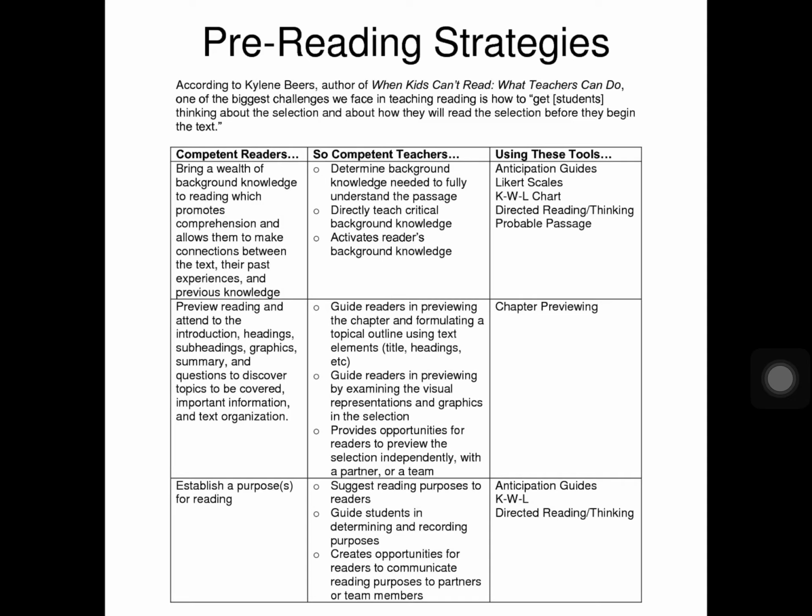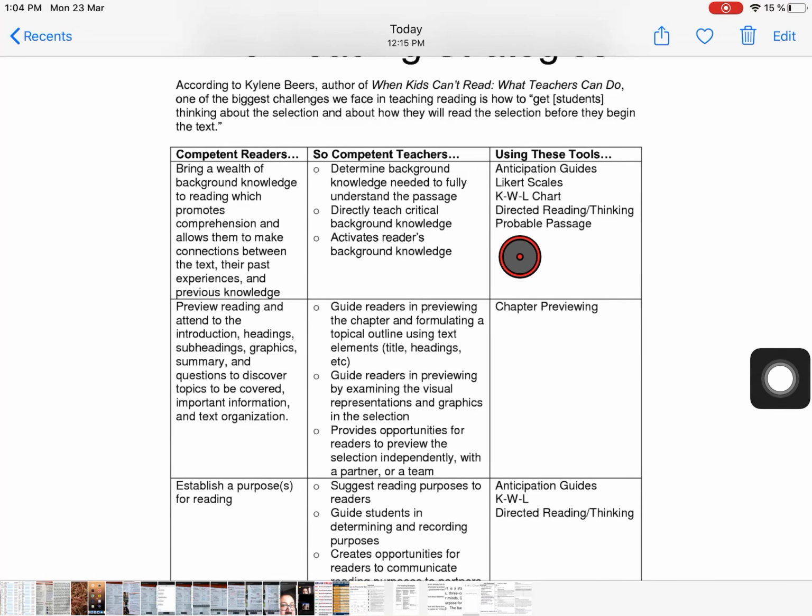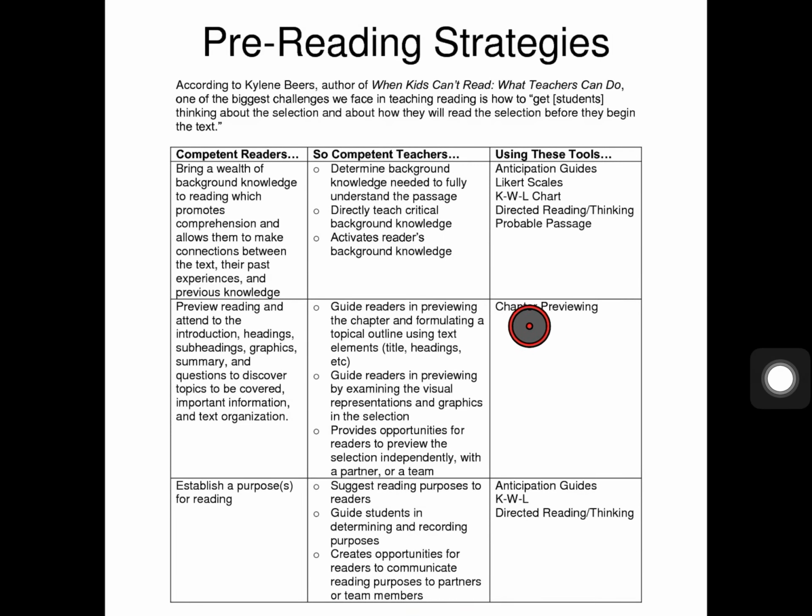the text. Okay? And what can we do as competent teachers? We can determine the background knowledge that's needed for students to fully understand the text. How can we do it? We can do it by using different tools, like, for example, let me show you here. We have the anticipation guides, the KW chart, a probable passage. We are going to be analyzing some of these techniques in this course.